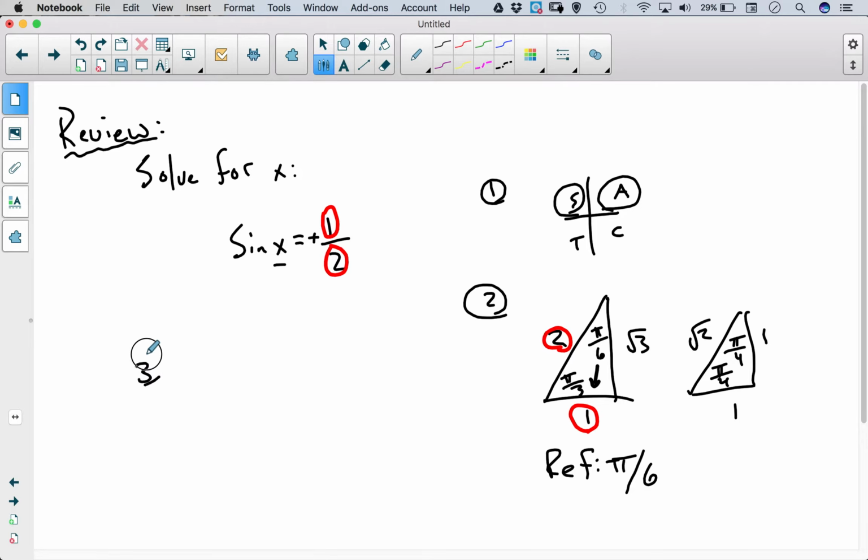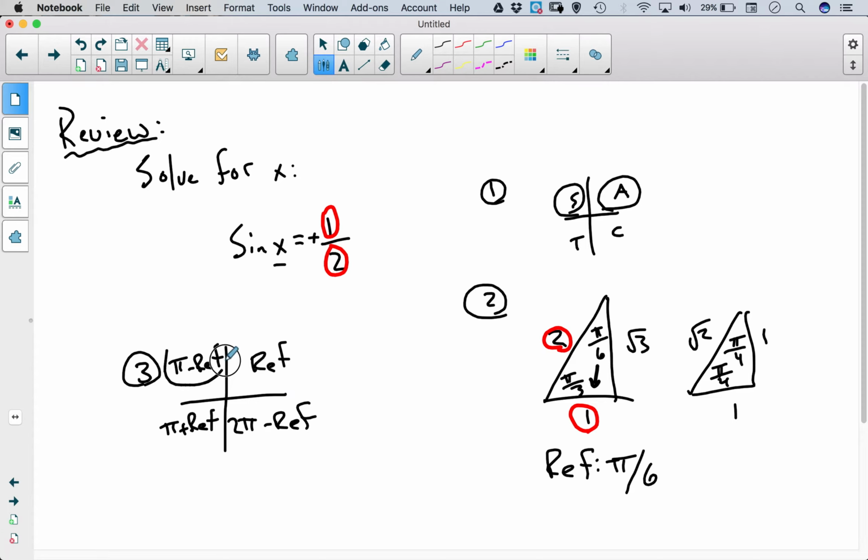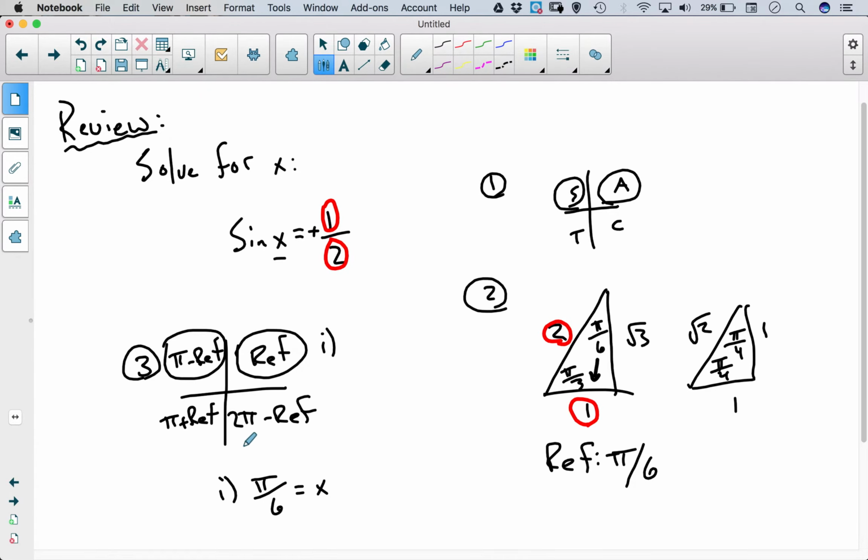Step 3 was talking about where our reference can be used to get some different answers. So we'll have reference in there, pi minus your reference in the top left, pi plus your reference in the bottom left, and 2 pi minus your reference in the bottom right. So because we realized that in the top 2 quadrants, one of our answers, right? So if I just put a 1 right here, one answer is just going to be our reference. So one answer is pi over 6 is equal to x.